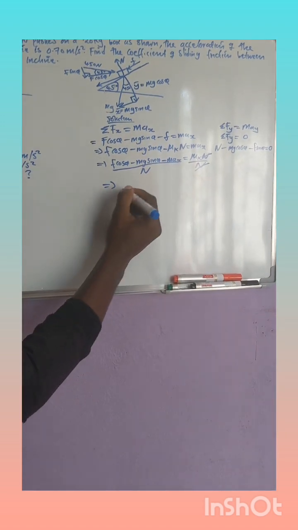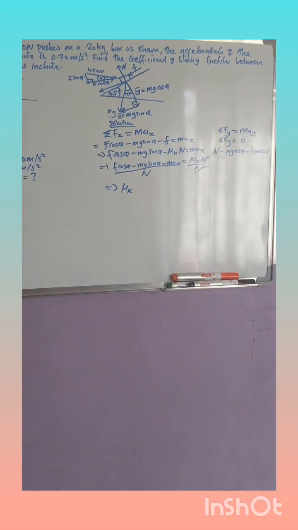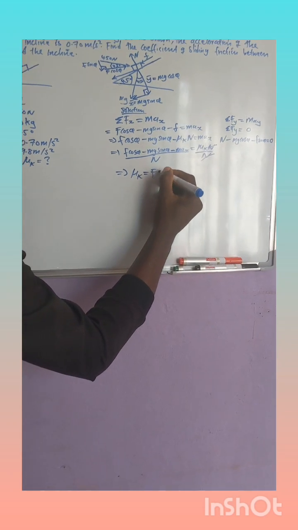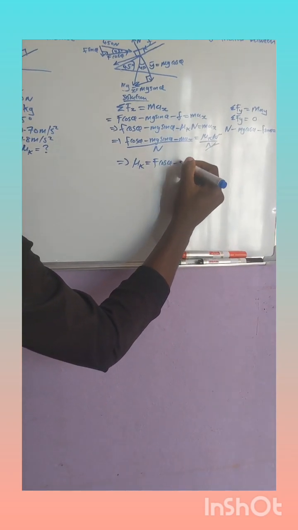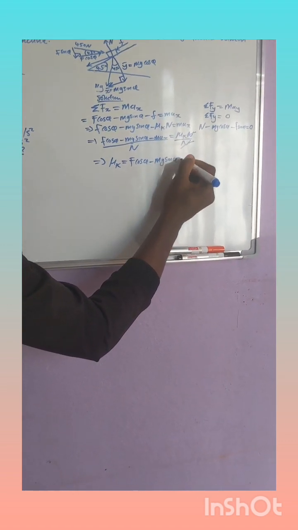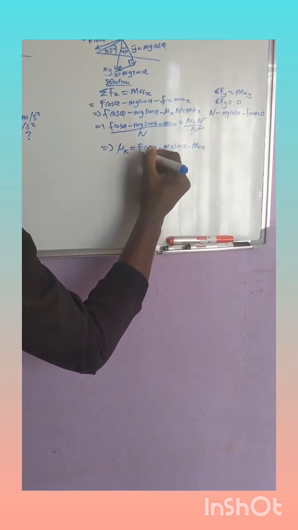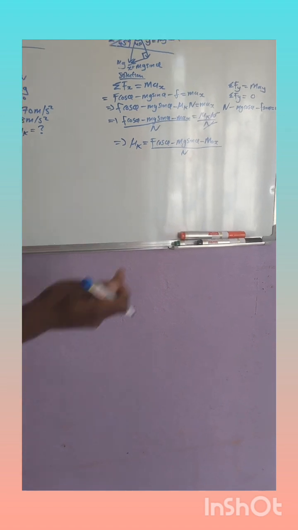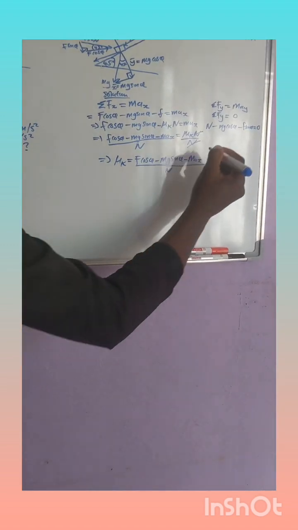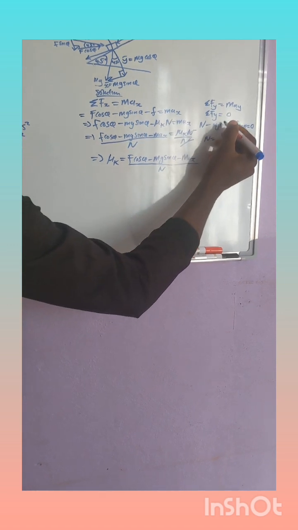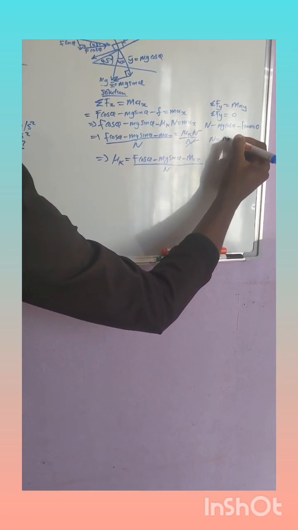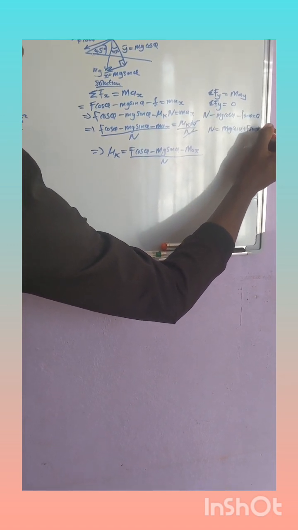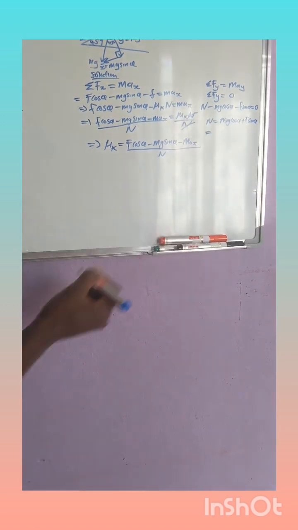This implies that mu k, the kinetic coefficient of friction, will be equal to the force cos theta minus mg sin theta minus max, over the normal force. Now we can find the normal force. The normal force will be equal to mg cos theta plus the force sine theta.